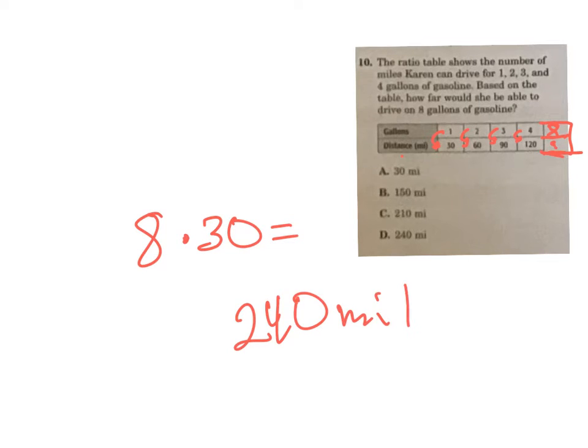Okay, so now it must be multiplying. 1 times 30 gets me 30. 2 times 30 gets me 60. 3 times 30 gets me 90. 4 times 30 gets me 120. So it has to be gallons times 30, and that will get you your distance or your output. So 8 times 30 is 240 miles. And we have D here. Okay. So once you figure out what the function is, what's happening in the table, then you can pick any number here and put it in the function and get your output. Okay.